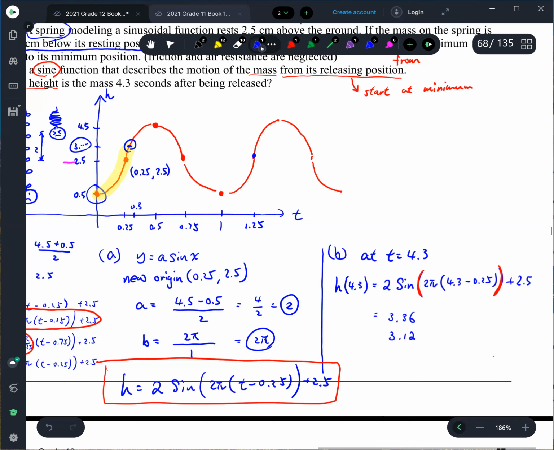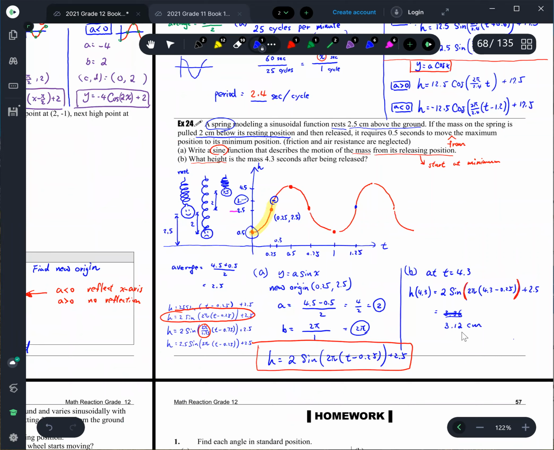Okay, all right, so the answer should be 3.12. And the unit, this one is centimeter. All right, so you can use this to find what they want you to find.